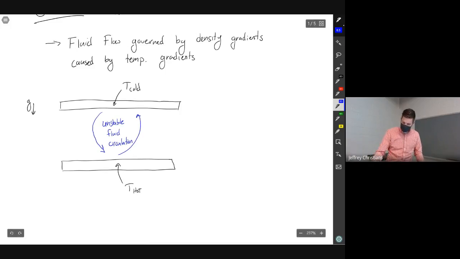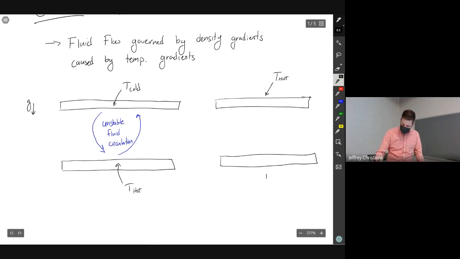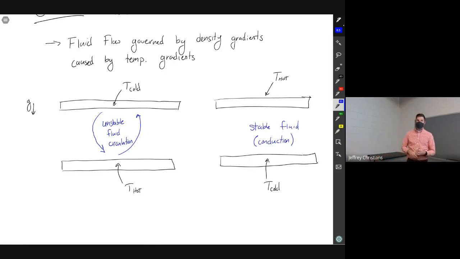If instead you had a very similar case, but our hot plate is on the top and our cold plate is on the bottom, then there is no tendency for flow. The hot air is going to want to rise, but the hot air is already at the top. The cold air is going to go down, but the cold air is already at the bottom. So in this case you'd have a stable fluid layer. There wouldn't be this recirculation, and you would have heat transfer just by conduction and radiation potentially.